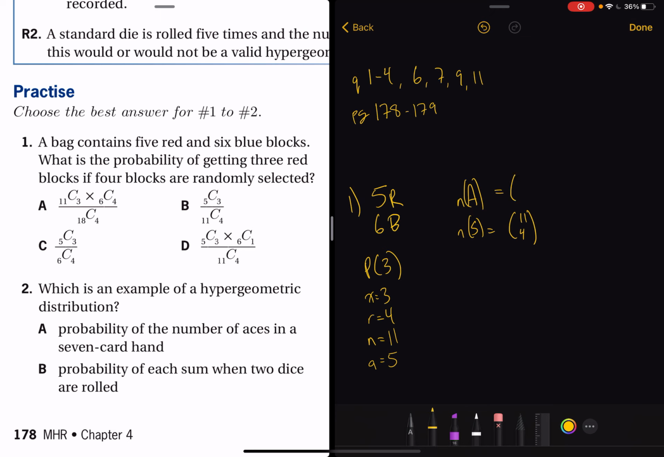Well, how many blocks do I have? I have 5 red blocks. I'm going to choose 3 of them to be red, and then I'm going to choose 2 more from the remaining 6 blue blocks, right? So for every way I can choose 3 red blocks, let's rewrite it: the probability of A equals NA over NS, which we're going to write in this fashion: 5 choose 3 multiplied by 6 choose 2, all over 11 choose 4.